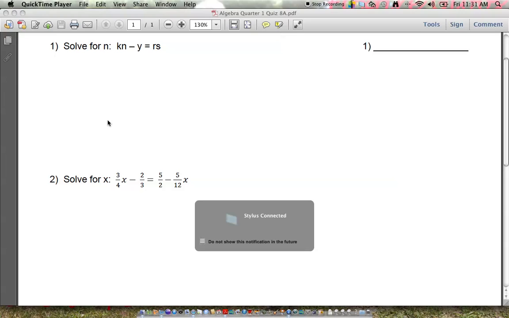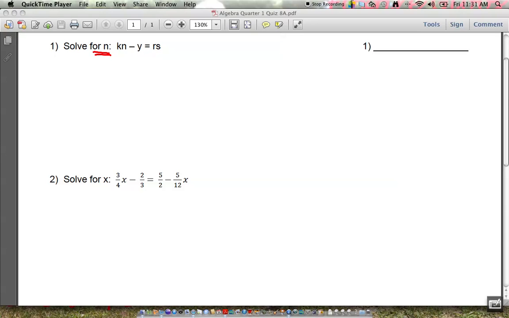Listen, if you are good with equations and you don't do them in your head and you go through step by step the process of doing inverses, then you will find this particular question to be pretty easy. Solve for n. The most important part of what I just said is for n. When you read solve for n, what is that telling you to do?